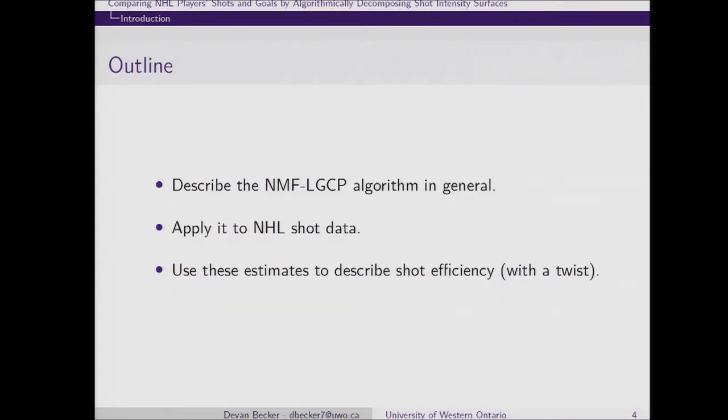So today I'm going to talk about an NMF LGCP algorithm. This is non-negative matrix factorization for log Gaussian Cox processes, which is just a lot of really fun, fancy words to say. I'm going to look at NHL shot data, and I'm going to show a little somewhat clever way of finding shot efficiency. There's some issues with this data. It's not the easiest data to work with, and so I had to do it a little bit my own way.